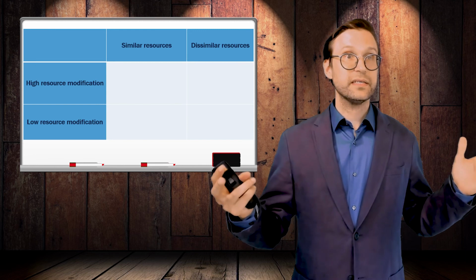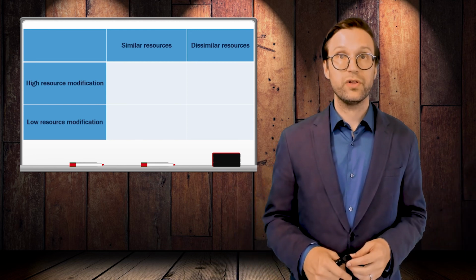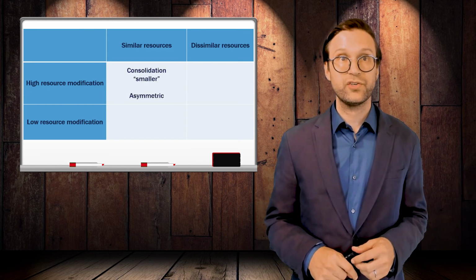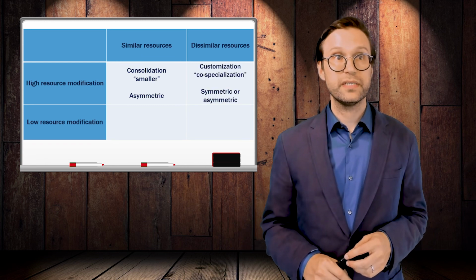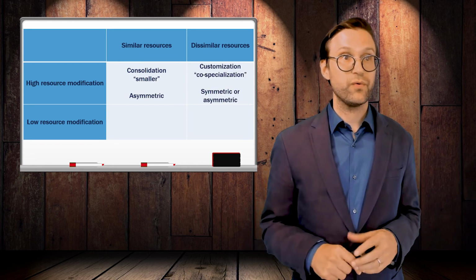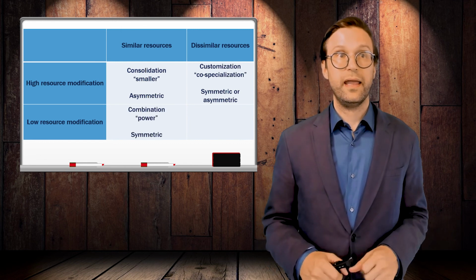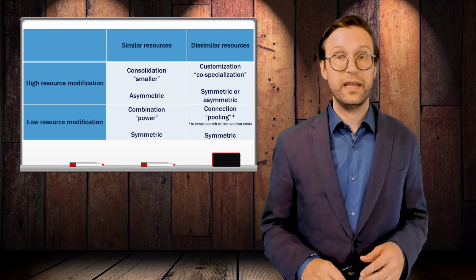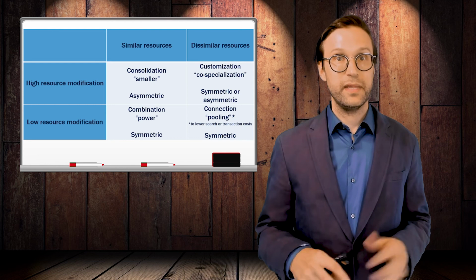So when you combine these together, you have the 4C synergies. With similar resources and high resource modification, we have consolidation. Shifting to dissimilar resources, we have customization. Going to low resource modification with similar resources, we have combination. And with low resource modification and dissimilar resources, we have connection. And we'll be going through each of these in turn.